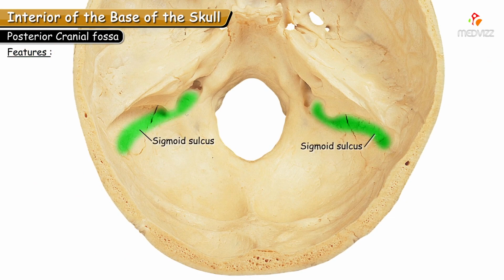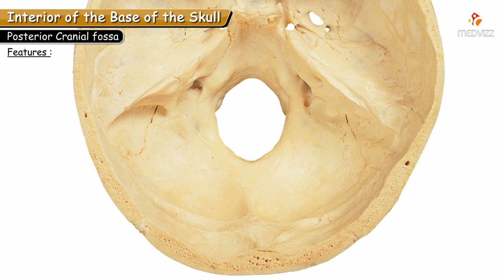Next, about the sigmoid sulcus. Sigmoid in anatomy, it means S-like, letter S. So it is the downward continuation of transverse sulcus at mastoid angle of parietal bone. It continues at the lateral end of jugular foramen and lodges sigmoid sinus and continues below the foramen as internal jugular vein.